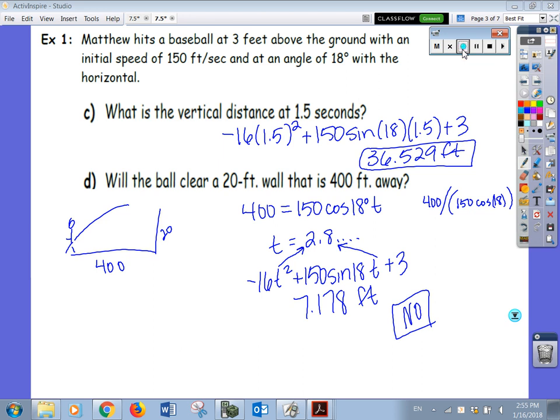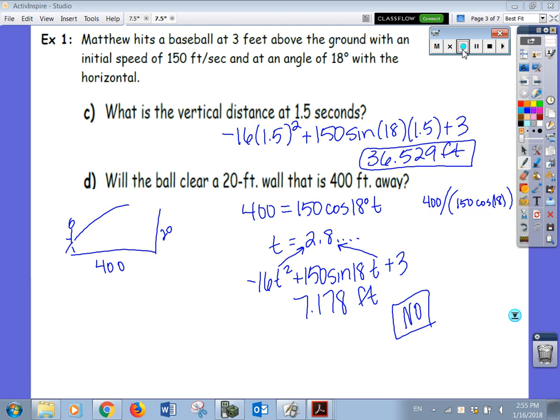Now, another question that could go with this one. The question could say, will the ball clear a 20-foot wall? If so, by how much? If not, by how much? So in this case it would be if not, so no. And by how much did it not clear? Well, it'd be 20 minus 7. And you'd write that answer down.